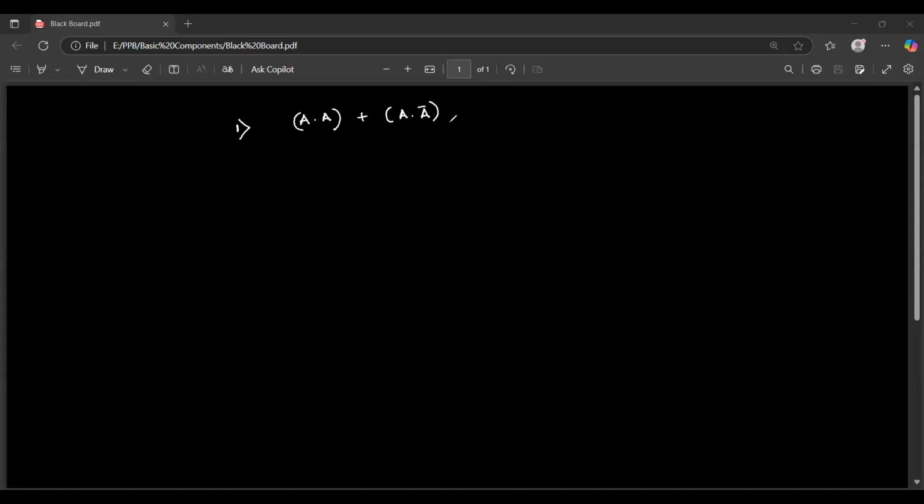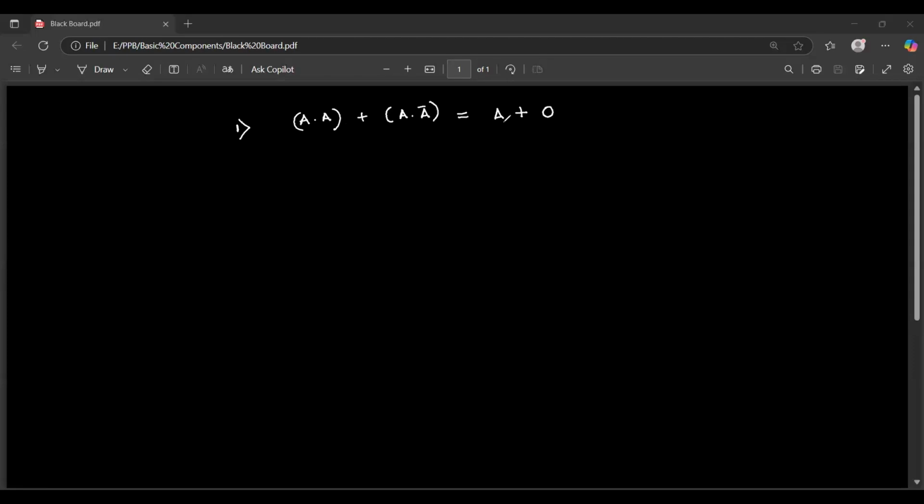This is the main important way of solving a Boolean expression. So here we have A dot A. We know A dot A is equal to A. That is the idempotent law. And then we have plus A dot A bar. What is A dot A bar? Think of it. Inverse law. A dot A bar is equal to 0.